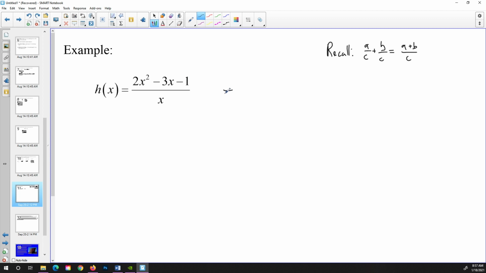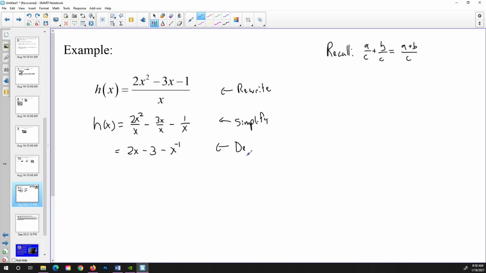So I'm going to rewrite this and say h, and again, I'm only writing as h because I haven't done the derivative yet. I'm going to rewrite this as 2x squared over x minus 3x over x minus 1 over x. And now I'm going to simplify. And I'm again going to leave it as h. So this will become 2x minus 3 minus x to the negative first. Now I'm going to derive.